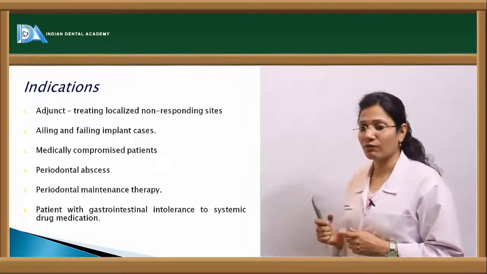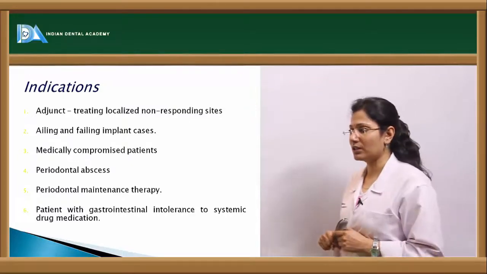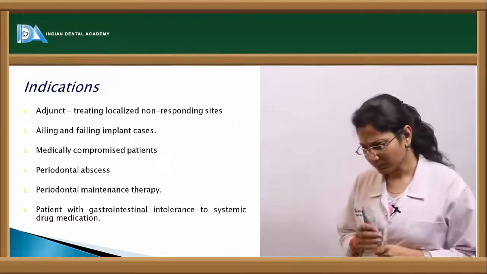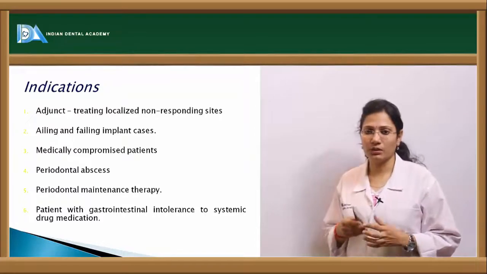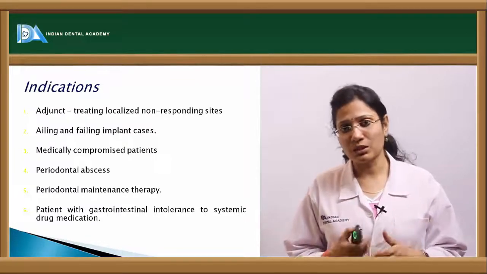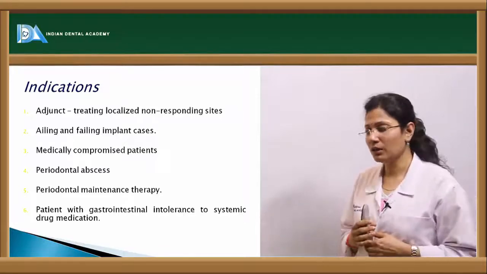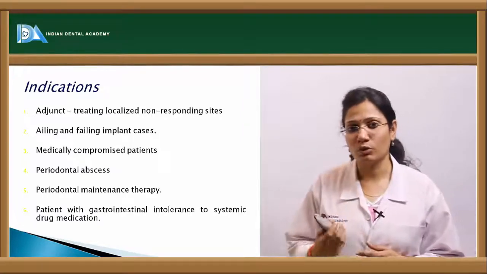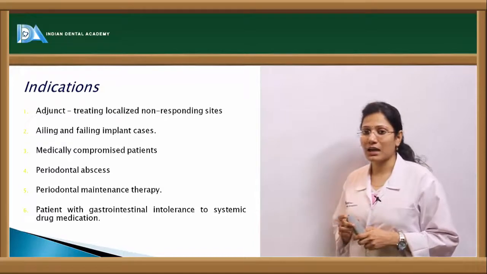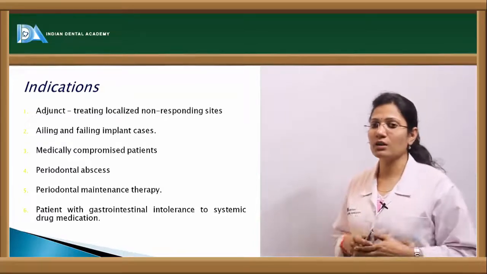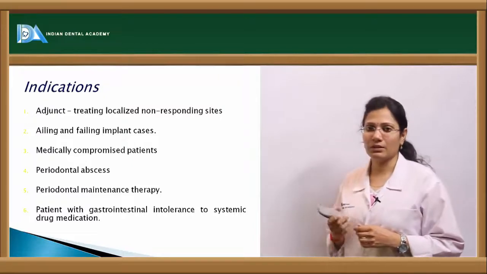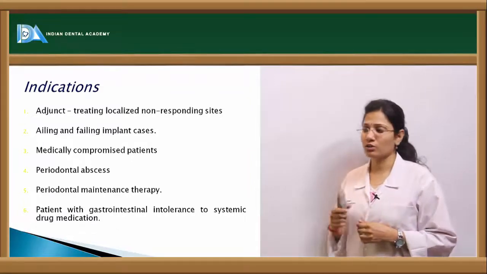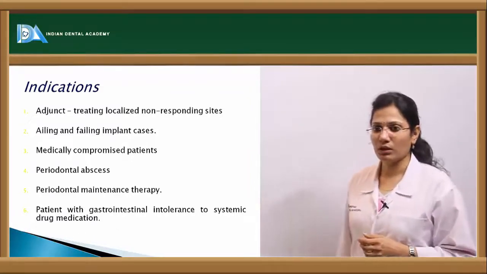Apart from that, in ailing and failing implant cases, you can also place local drug delivery systems. In medically compromised patients, you won't be able to do a proper surgical procedure because you're limited in the available options. Therefore, you can think of a simpler, conservative approach of doing local drug delivery. Then periodontal abscess: you can treat a periodontal abscess by incorporating local drug delivery. And then periodontal maintenance: as a part of maintenance therapy, you can use local drug delivery systems. Patients with GI intolerance to systemic antibiotics can be given local drug delivery systems.